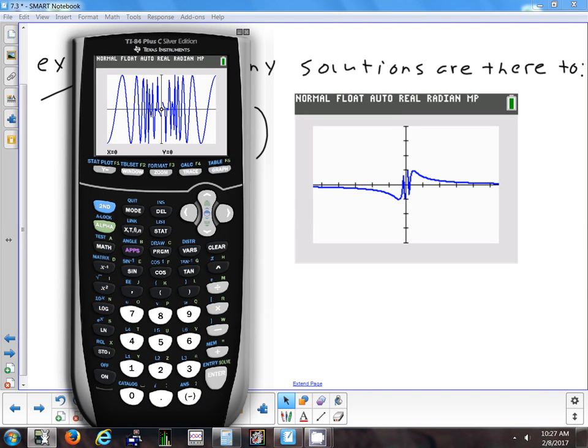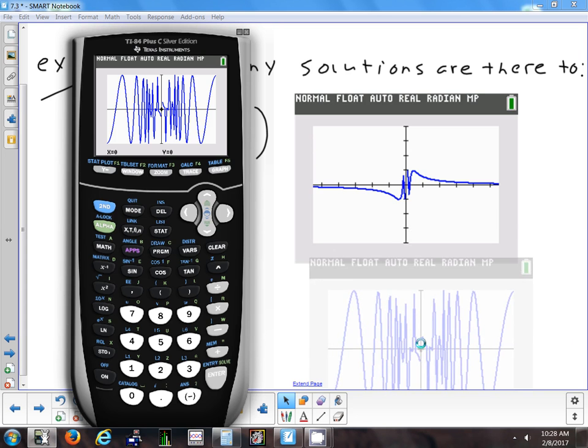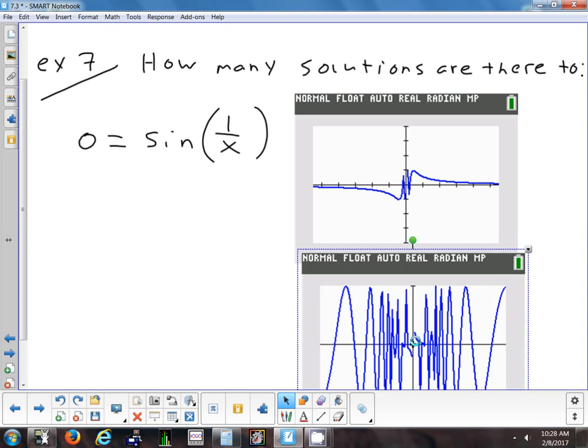Infinite. Yeah, there are infinitely many solutions. So it's a pretty simple graph, and it's not like it's got a lot of stuff. But sine 1 over x has infinitely many solutions. Okay. Anybody know why? Because it just wants to be free.